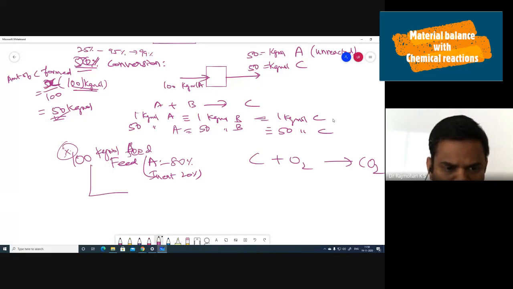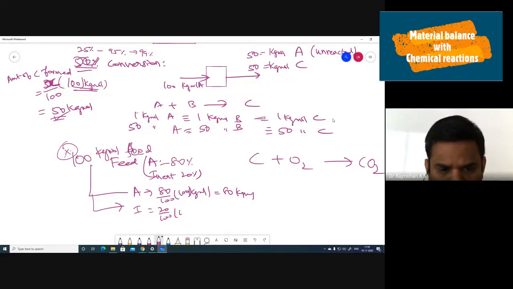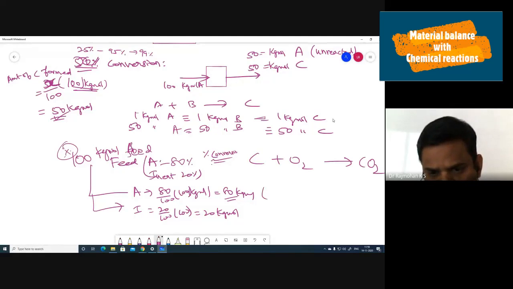So out of this 100 kg mole, what is the composition? A is 80 by 100 into 100 kg mole, which is equal to 80 kg mole. And inert is 20 percentage of 100, which is 20 kg mole. So in this, only 80 kg mole of A is available for us. Now we can have two cases. If no percentage conversion is mentioned, we can assume it to be 100% conversion. So we can have two cases: 100% conversion, and another case 50% conversion.